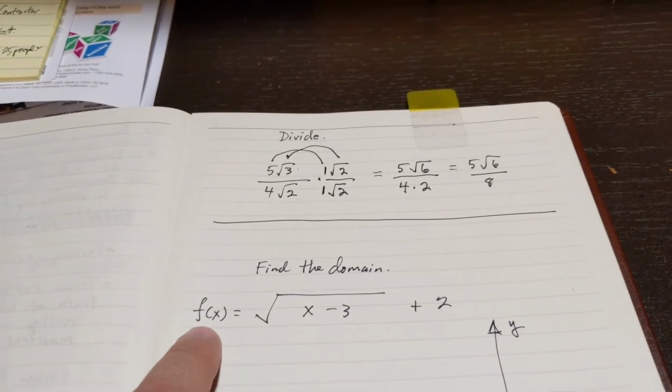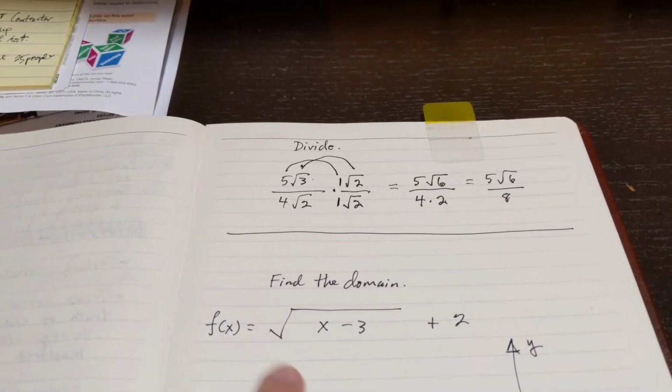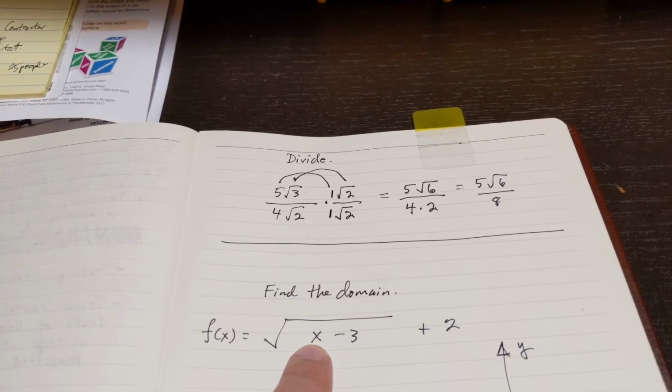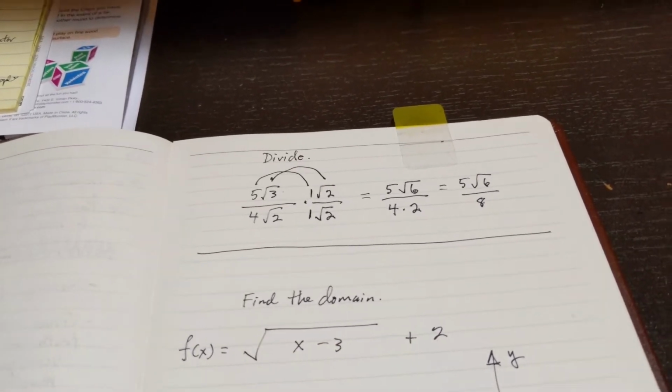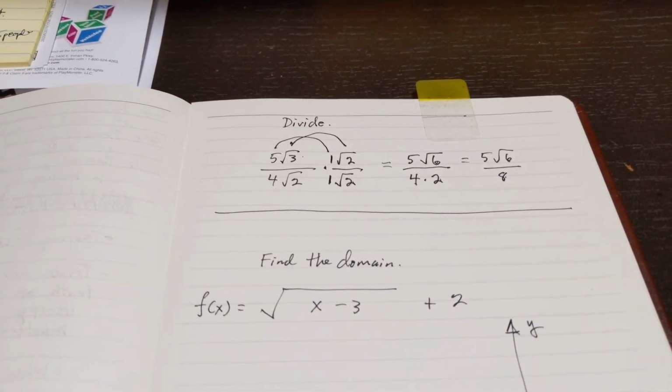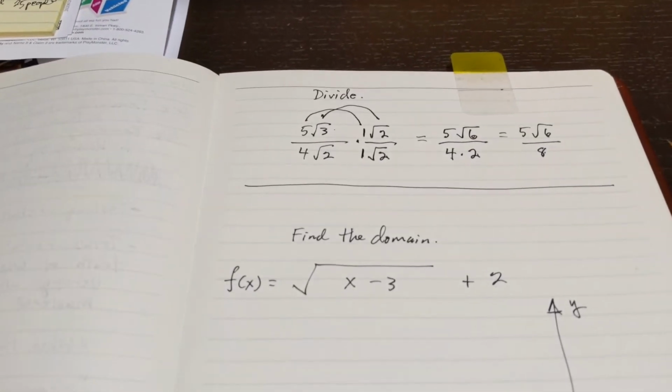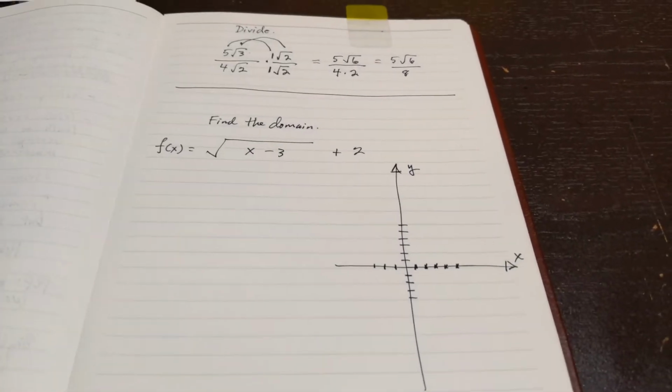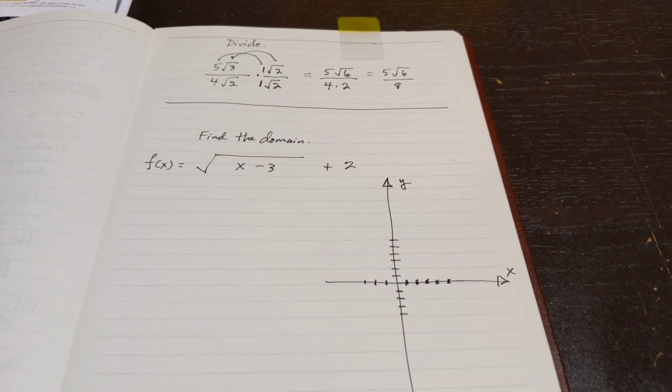f of x is equivalent to y. So what are the x values that we could put in here and actually be able to calculate? You might think, well, I could just put anything in there. But that's not true, because when you're doing a problem like this, you're doing it in the real number system. In other words, you should be able to graph it on a coordinate plane like that.